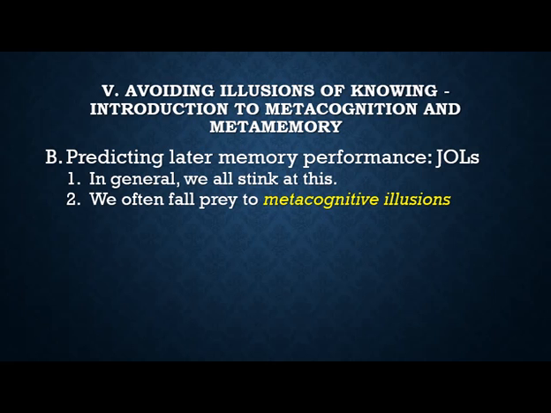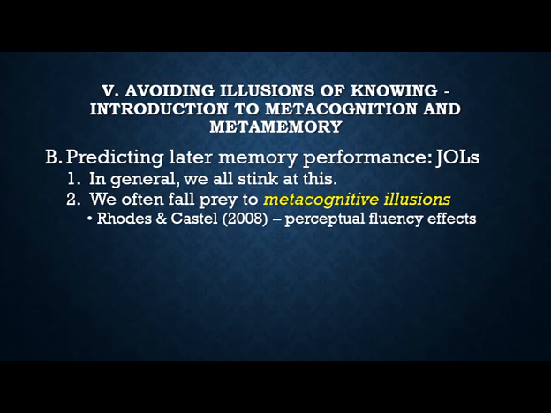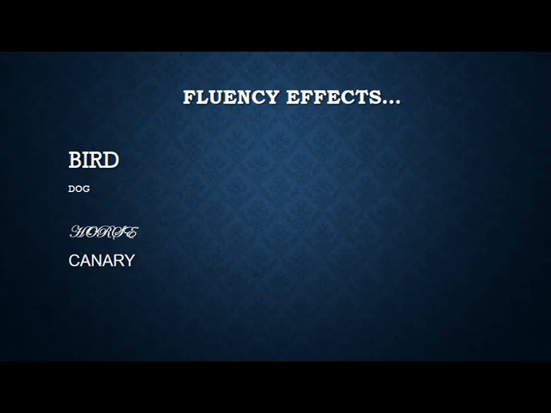So we'll talk about this study by Matt Rhodes and Alan Castle on perceptual fluency effects, and then we'll return to Shanna's study on instructor fluency. Let me move up and come back. So this is the basic idea about perceptual fluency. If we ask participants which of these two words they're more likely to remember, they'll almost universally say that bird is easier to remember than dog. It's a bigger print, we feel like it should be easier.